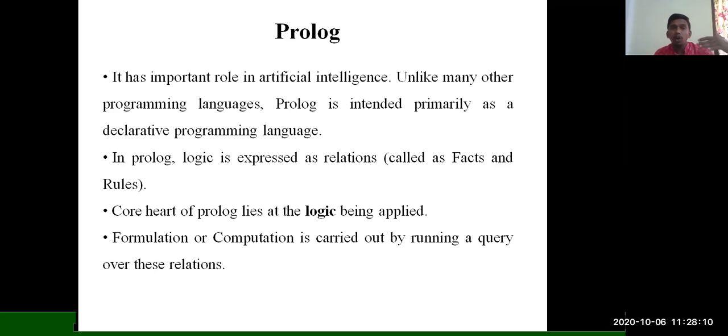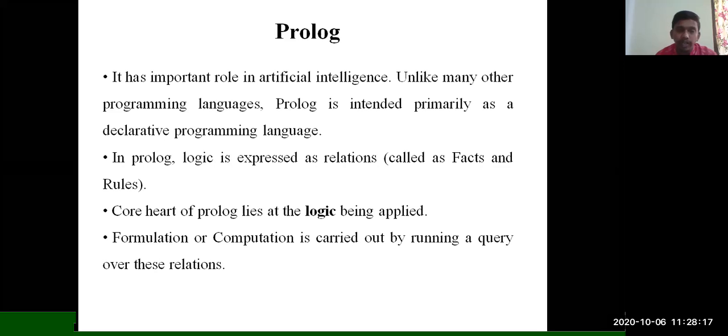Let's see how a query can be asked. In the previous session's example, we saw likes(Amit, sweets). If I put a question mark there, I'm asking whether Amit likes sweets or not. The output can be either true or false. That is how we need to query things in this programming language.